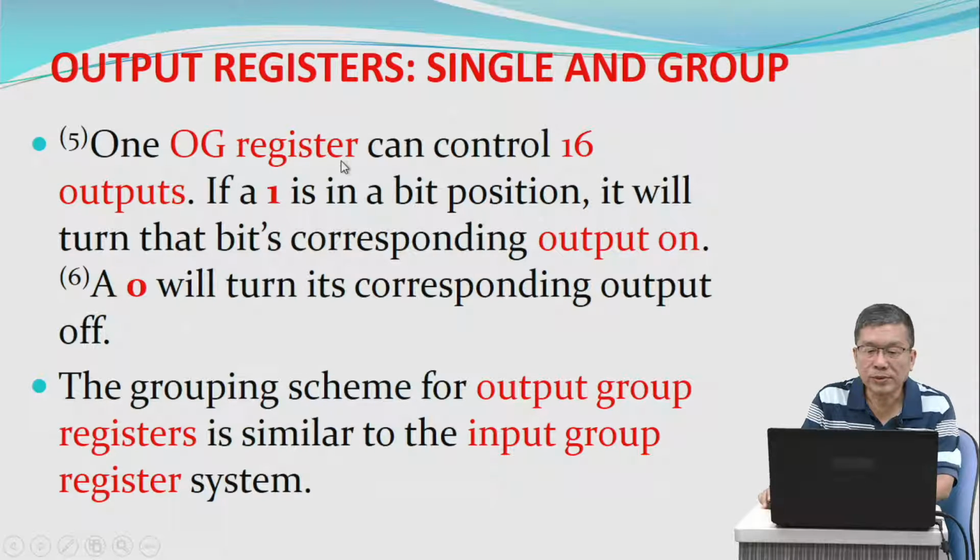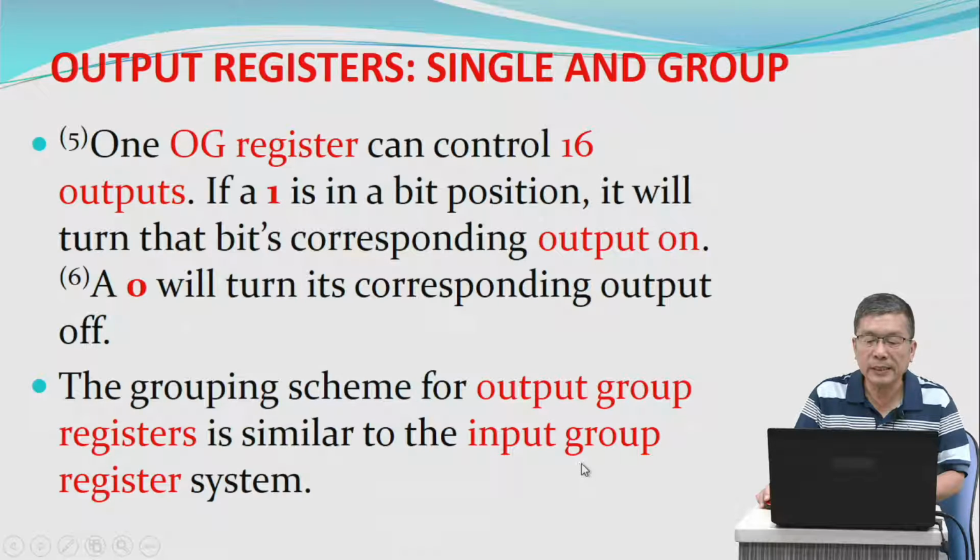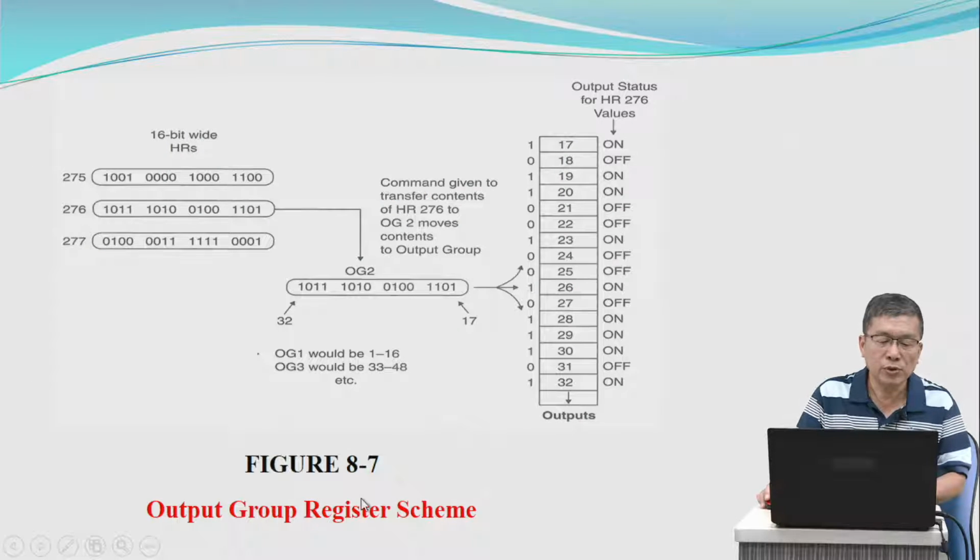One OG register can control 16 outputs. If a 1 is in a bit position, it will turn that bit's corresponding output on. A 0 will turn its corresponding output off. The grouping scheme for the output group register is similar to the input group register system. This shows the output group register scheme.